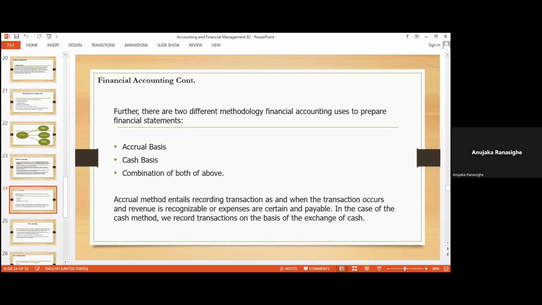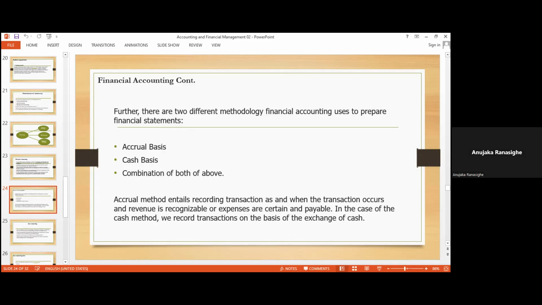Financial statements are prepared on these two types of basis, accrual basis and cash basis. The accrual method entails recording a transaction as and when the transaction occurs and revenue is recognizable, or expenses are certain and payable. That is the accrual method.